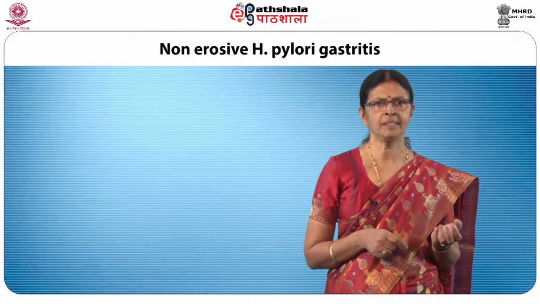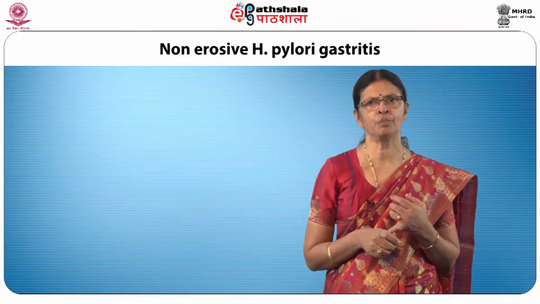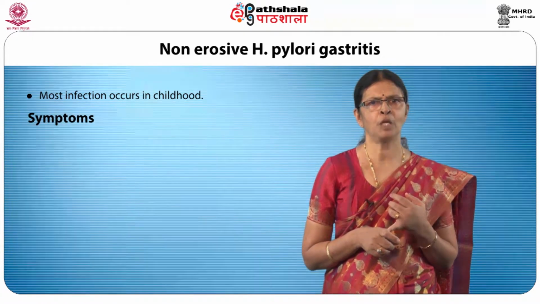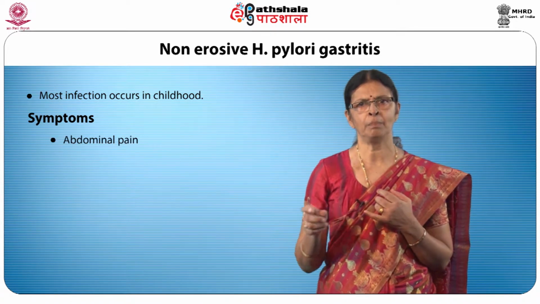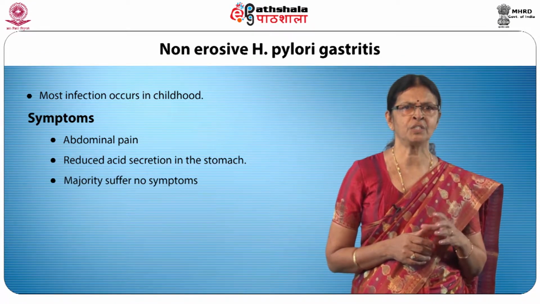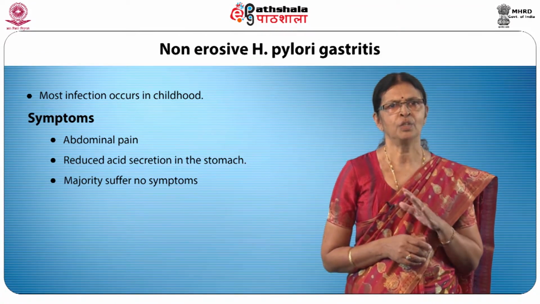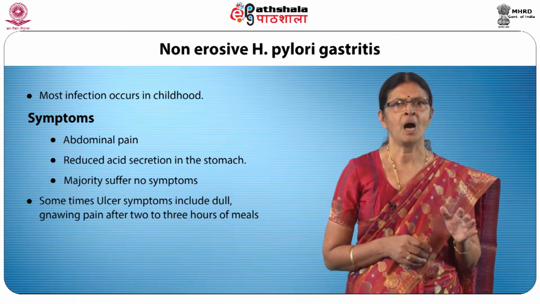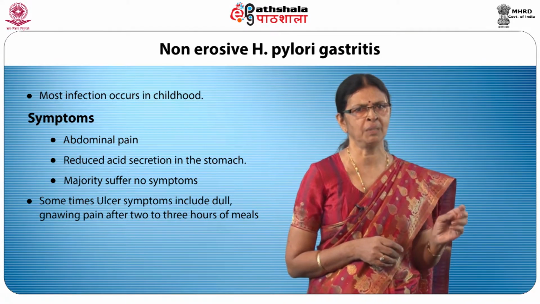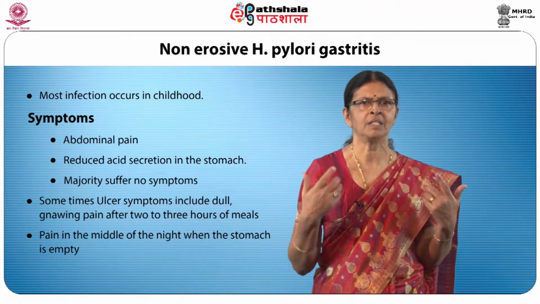There are two types of H. pylori gastritis, namely non-erosive and erosive H. pylori gastritis. It is believed that non-erosive gastritis is caused mostly by infection which occurred in childhood. Symptoms of H. pylori gastritis include abdominal pain and reduced secretion in the stomach. However, the majority of patients with H. pylori infection suffer no symptoms, but sometimes ulcer symptoms include dull, gnawing pain 2 to 3 hours after meals and pain in the middle of the night when the stomach is empty.